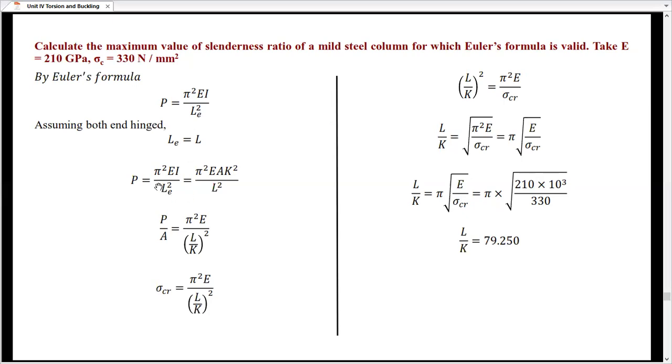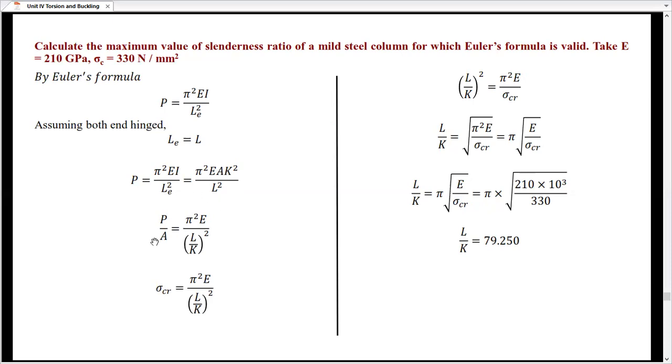So what is the equation? Pi square EI upon LE square is equal to, just replace the I value. I is equal to A K square, the moment of inertia. And for LE we take LE equal to L. So we have P by A equal to pi square E upon L by K bracket square. Now we have replaced LE by L.